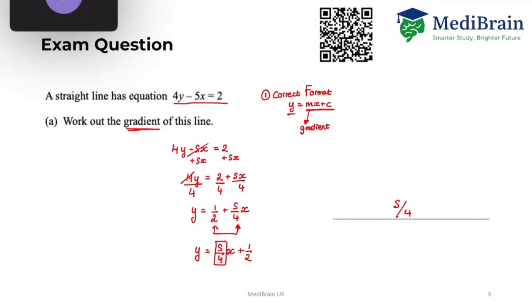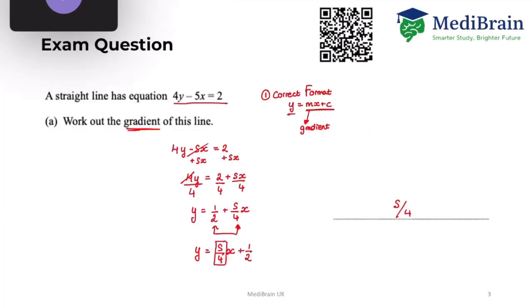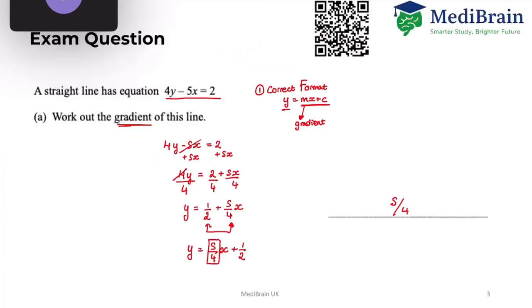What we're going to do now is move on to parallel lines. Now if I said to you a line was parallel, for example, we have this graph over here. Can you write 1.25 over here? Yes, you can write 1.25. It's the same thing.